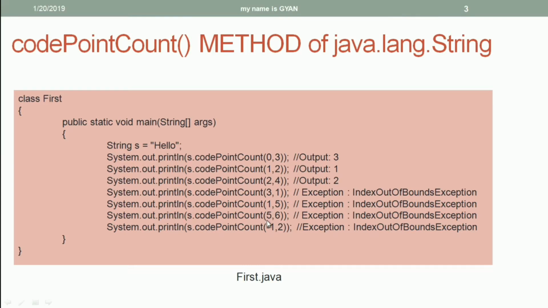Here in this case again, the begin index and the end index both are more than the maximum index of this string. So in this case also, the codePointCount method will throw IndexOutOfBoundsException. In this case, we are using a negative index with the codePointCount method. In this case also, the codePointCount method will throw IndexOutOfBoundsException.